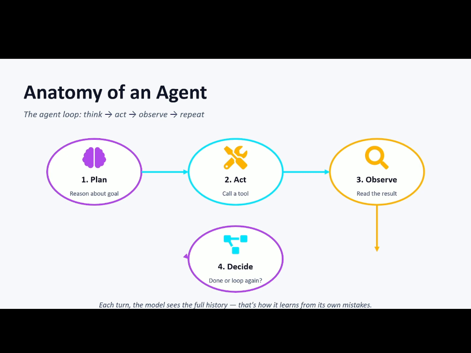Each turn, the model sees its full history, every action, every result. That's how it self-corrects. If it ran a test and it failed, it sees the failure and tries something different next time. When you build agents, you are really designing this loop: what tools the agent has, what context it gets, and when it stops.